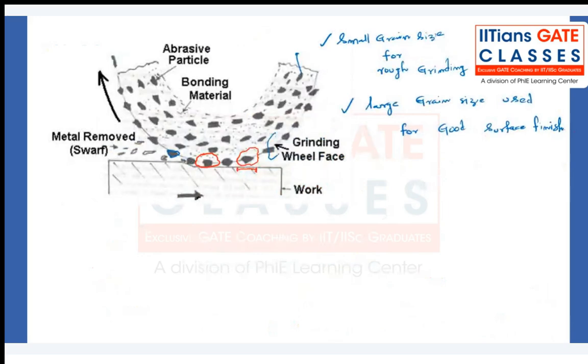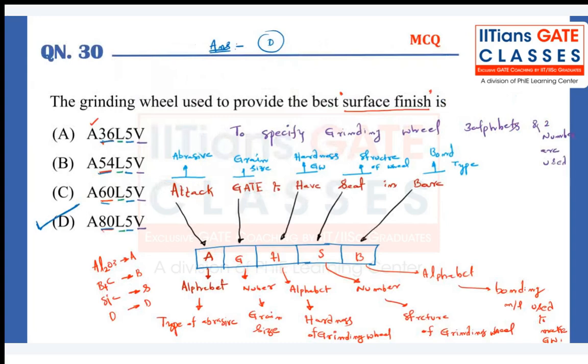Whichever grinding wheel has a large grain size of abrasive particles, see, if it is a large grain size, then smooth operation is going to happen. I hope you understand. This type of question you have to evaluate like that. Use this code for finding this one, so that it will be very easy for you to solve this question. Clear, everybody? Please do respond.